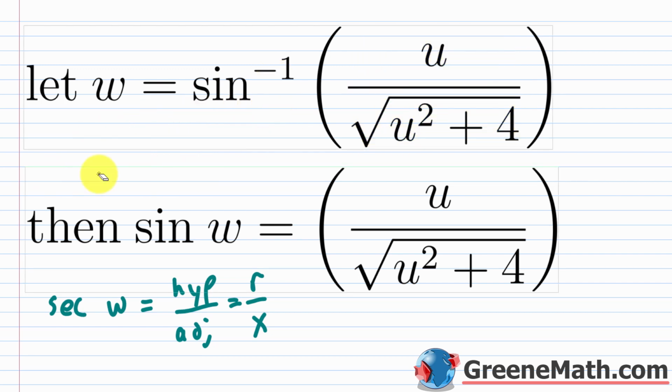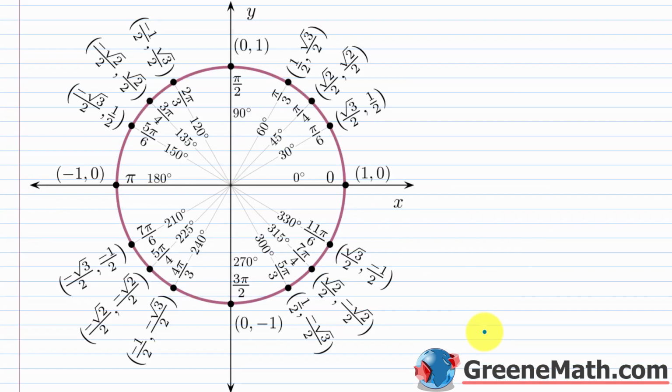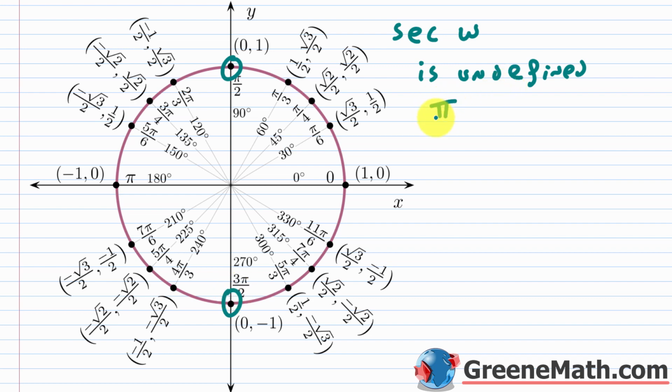Now, let's think about this in terms of the secant function. I want to go to the unit circle, and I want you to remember, if you have something like the secant of w, this is going to be undefined. Where? Well, basically at pi over 2, 3 pi over 2, 5 pi over 2, 7 pi over 2, so basically pi over 2 plus pi n, where n is any integer. So I'll say it is undefined for pi over 2 plus pi n.